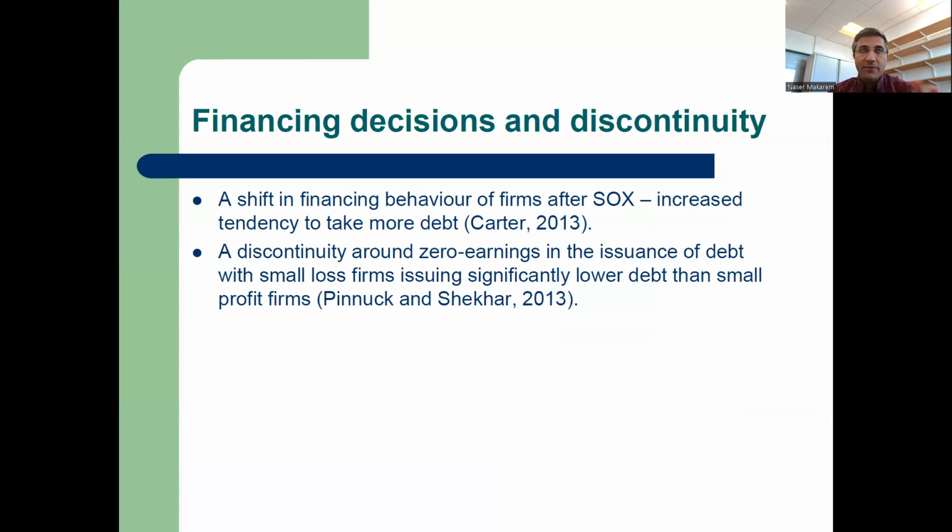To understand how interest expense can explain discontinuities, we looked at the financing decisions, because interest expense is a reflection of financing decisions. So we looked at financing behavior of firms before and after SOX to see if there's been any shift, and the literature says yes, there is a shift in the financing behavior of firms after SOX, as reported by Carter 2013, as firms take more debt after SOX. There is also evidence of a discontinuity around zero earnings in the issuance of debt, with small loss firms issuing significantly lower debt than small profit firms.